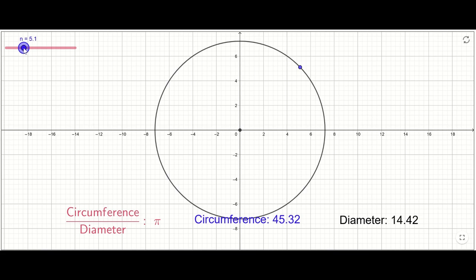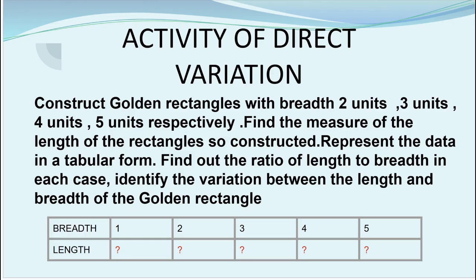So here also, with the change in circumference, the diameter is also changing, but there is one more point added to it, that is, the ratio of circumference to diameter is a constant. Let's perform an activity based on the golden rectangle, that is, a rectangle with the ratio of length and breadth as the golden ratio, which is 1.6, also denoted by phi.